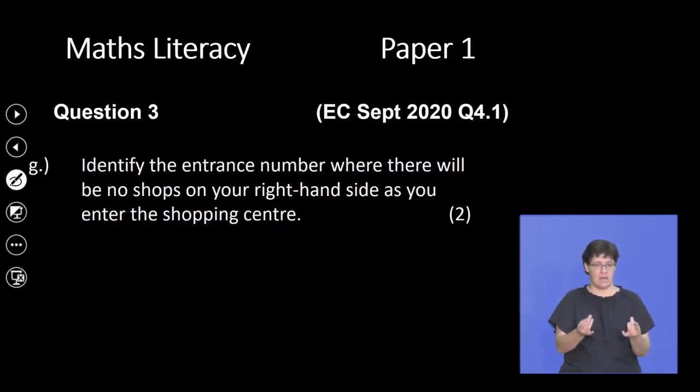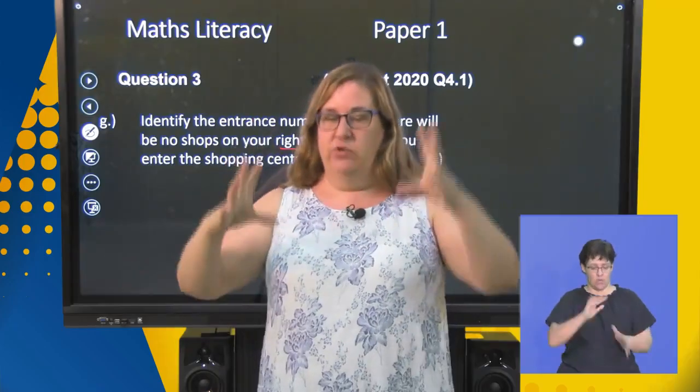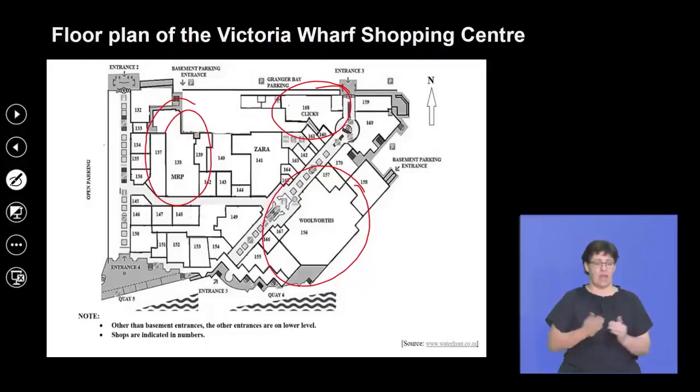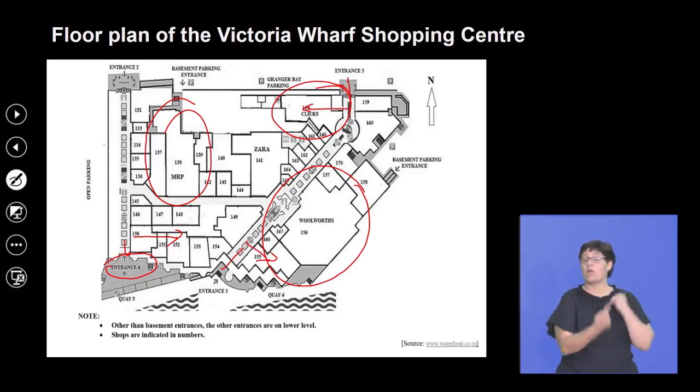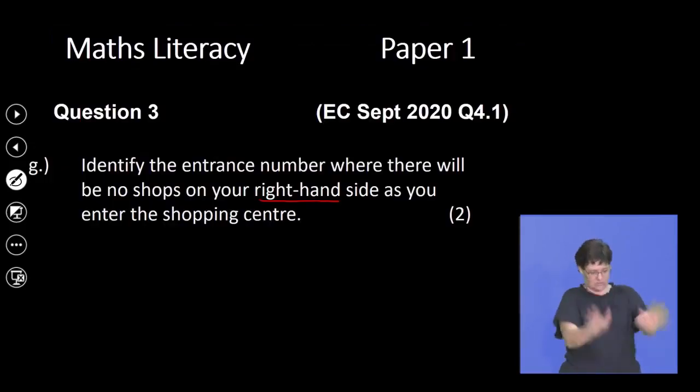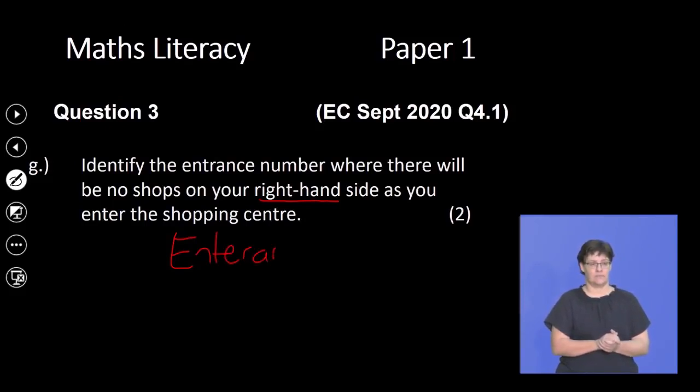Okay, next question. Identify the entrance number where there will be no shops on your right-hand side as you enter the shopping centre. Again, I would literally take this and turn it around, but let's see what our map says. We're looking for the entrance that will have no shops on the right-hand side. If I go in entrance 4, there's shops on my right. If I go into entrance 5, there's shops on my right. If I go into entrance 3, there's shops on my right. So the only one is entrance 2: we go in, there are no shops on the right. So it's entrance 2.